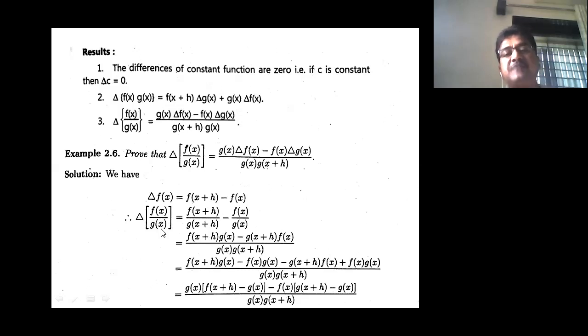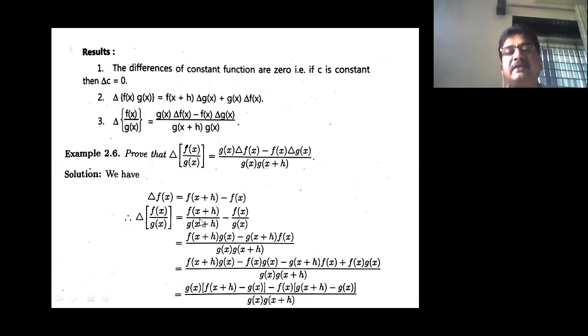This is not delta f(x) by delta g(x). This is delta of f(x) by g(x), and what is it? The value of this function at the next point, that is f(x plus h), replacing only x by x plus h, minus the value at the same point. Okay, that is f(x) by g(x). So don't write here f(x plus h) minus f(x) divided by g(x plus h) minus g(x). That is the value of delta f(x) divided by delta g(x), and this is not delta f(x) by delta g(x). This is delta of f(x) by g(x).